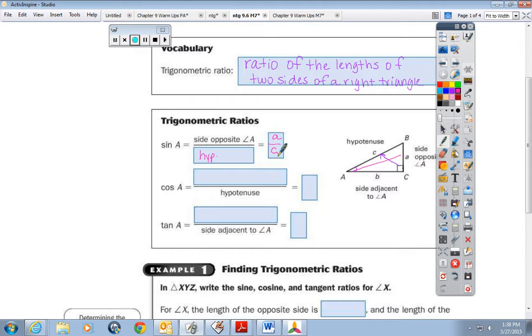Now the cosine of angle A. We're still talking about angle A here, but now we're talking about the cosine. The cosine of angle A is the side adjacent. Adjacent means right next to. So the side that is adjacent to angle A is b. But we're going to write this here. It's the side adjacent.